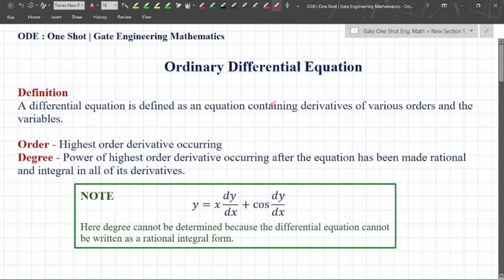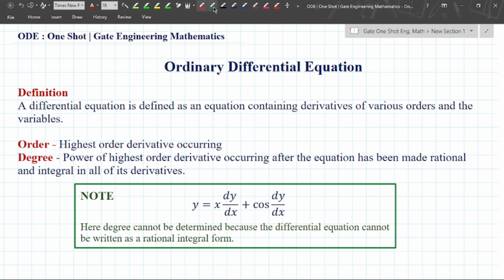Now let's start with the concept of ordinary differential equation, and then we'll go for partial differential equation in another video. So basically, what is a differential equation? The definition of a differential equation is: a differential equation is defined as an equation containing the derivatives of various orders and variables.